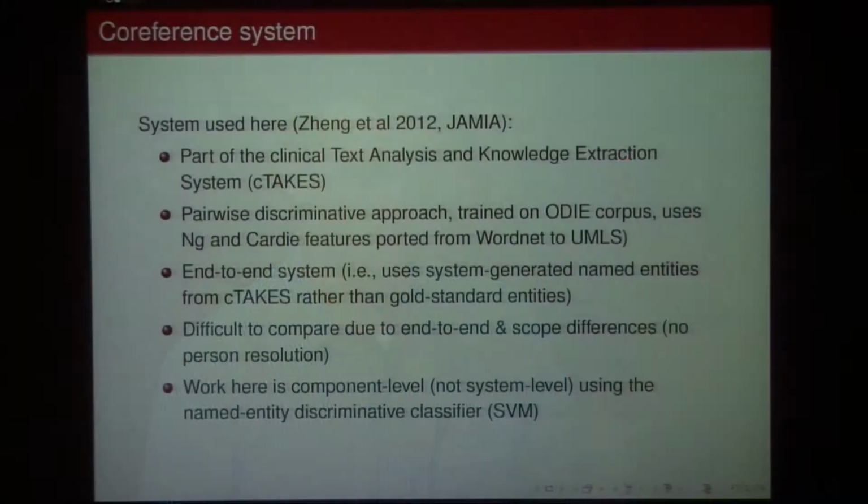The last thing I'll mention is that the work we did is component level, not system level. There are different types: pronouns, named entities, and other sorts of things. We looked at the component that just tries to match up named entities. So this is a binary classifier whose input is a pair of named entity mentions, and then we use a discriminative classifier, an SVM, trained on all those.